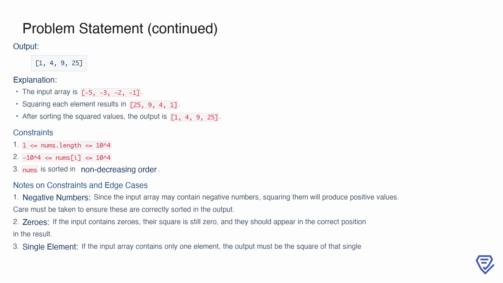First, the input array can contain up to 10,000 elements, meaning our solution must be efficient and handle large datasets without excessive computation. Second, each number in the input array can range from -10,000 to 10,000. This wide range includes negative numbers, whose squares become positive, and these positive values must be correctly sorted in the output. Additionally, the input array might contain zeros, which must remain correctly positioned in the result since their square is still 0. Lastly, for single-element arrays, the output is simply the square of that one element.